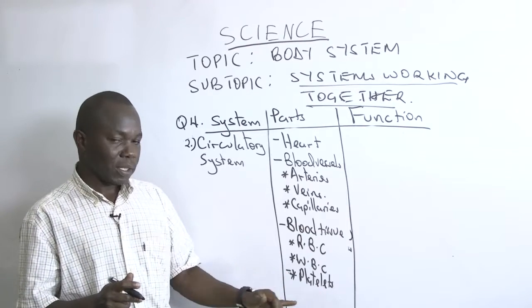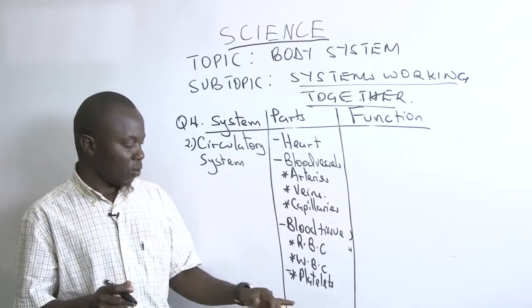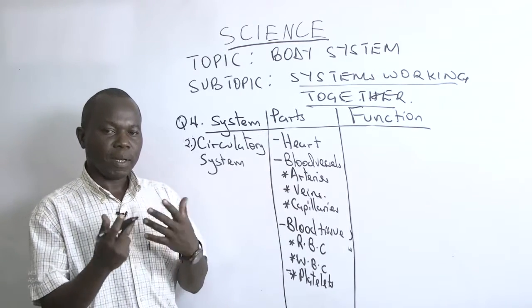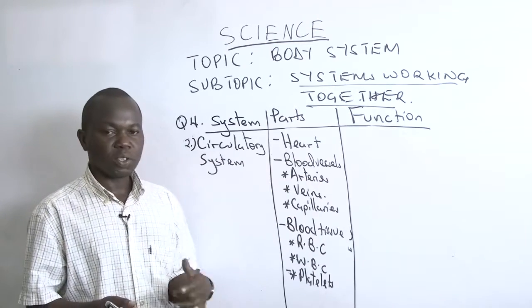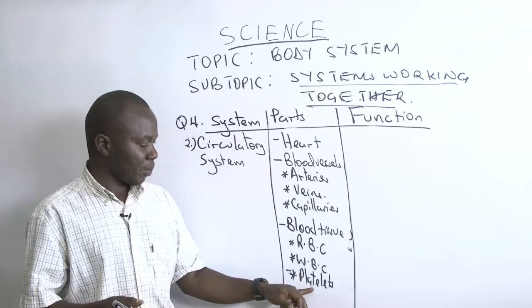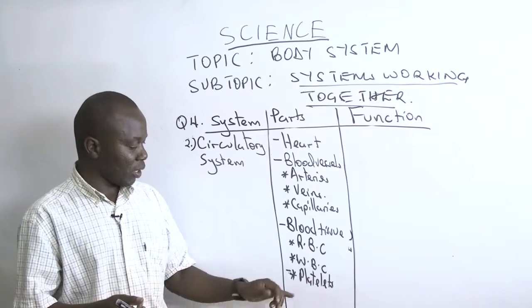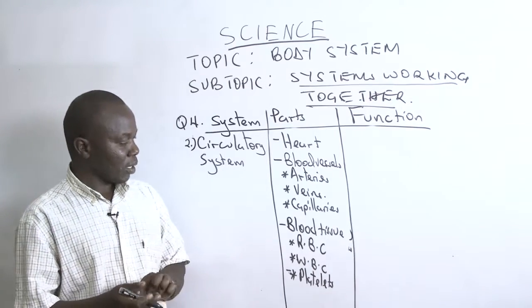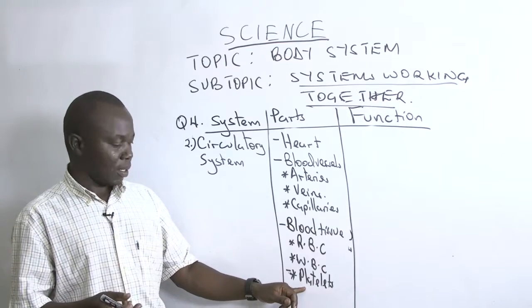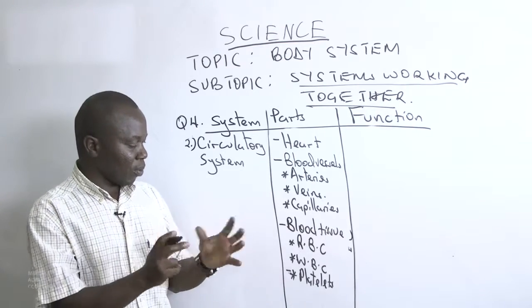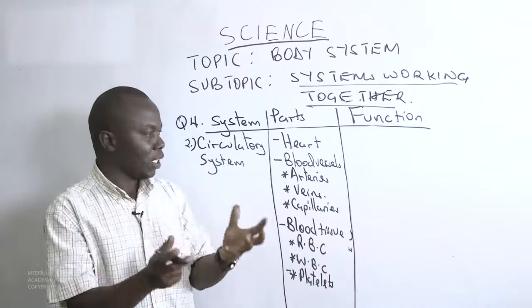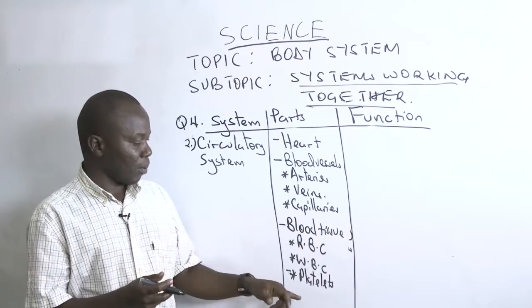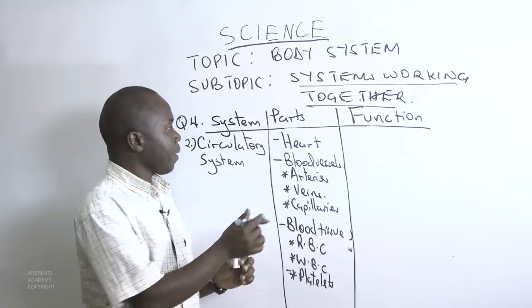Platelets are involved in blood clotting. When you get injured at a point, there will be blood oozing out, but it does not continue for long because platelets have chemicals or enzymes called thrombokinase, which initiates the clotting process. And in the process, a clot is formed that seals the wound, and the bleeding stops.